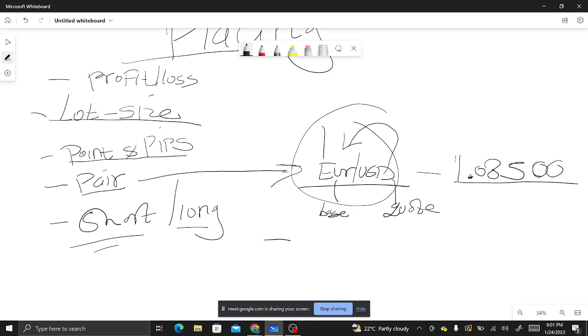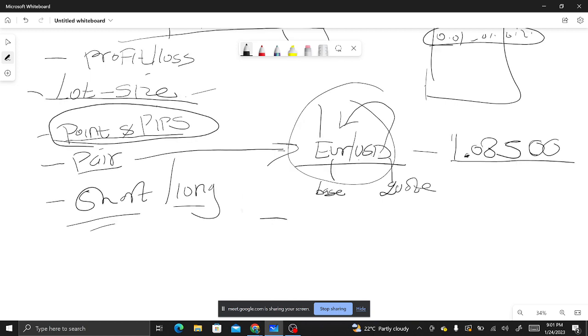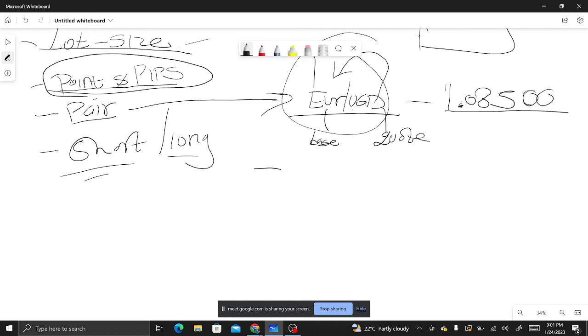Let's talk about the lot size. The lot size is something you find on MT4, MT5. You just see something like 0.1, 0.02, and that is what we call the lot size. Because you can adjust it, you will then have something we call points or pips. Let's go over how to calculate the points and the pips.